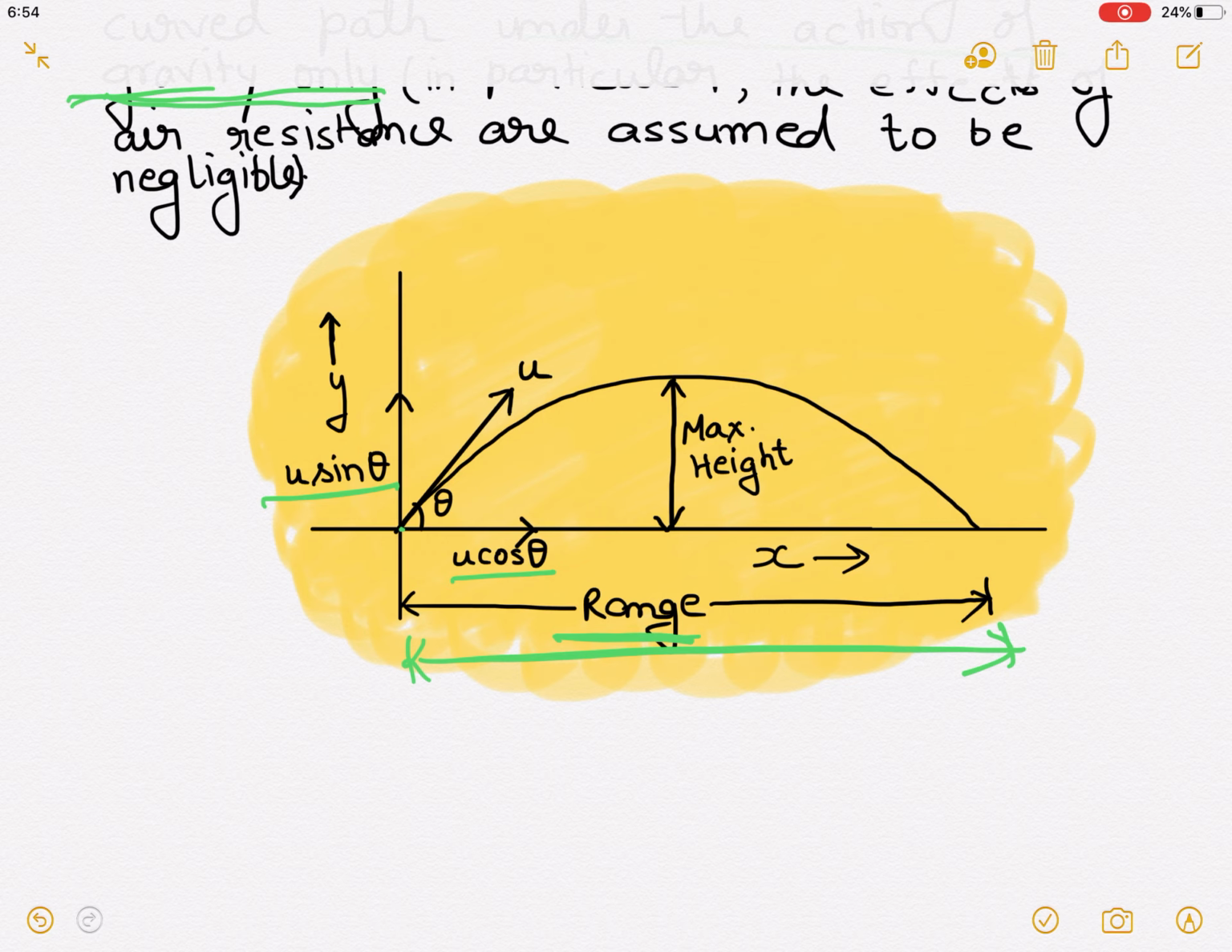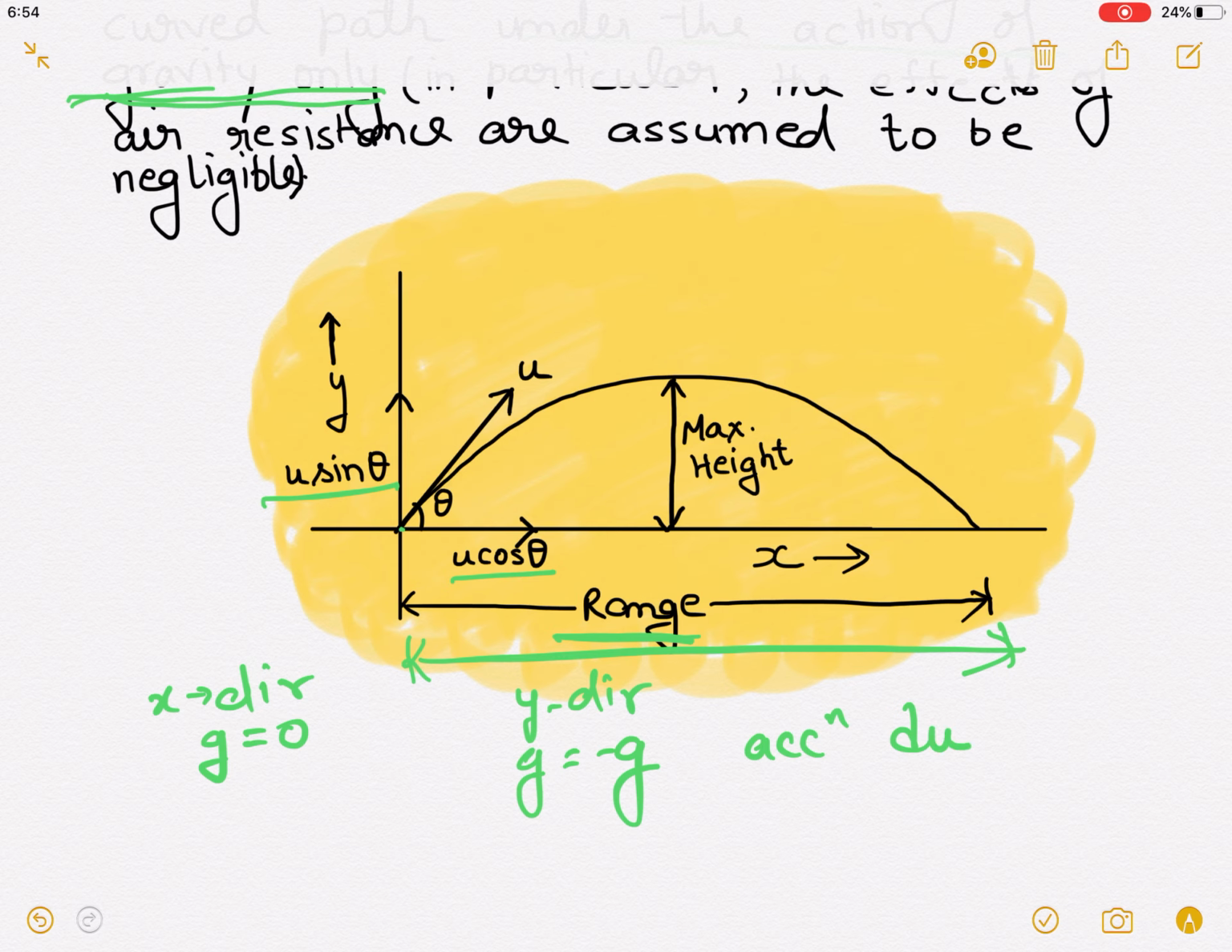Number one: in the x direction the value of g is always 0, and in the y direction the value of g is minus g, where g is the acceleration due to gravity.